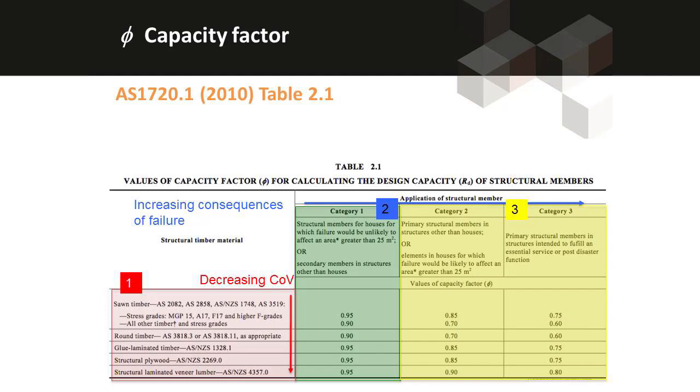If it's a primary element, we have to ask one more question, and that is, what type of structure is it in? If it's in a structure with a post-disaster function, then it's got a higher level of importance, and we use the category 3 factors on the very right-hand side of the table.